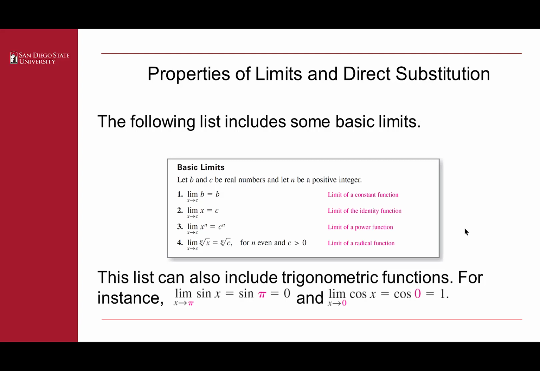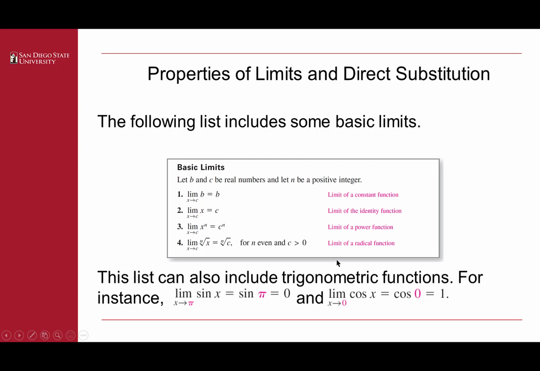Limit of the identity function would be quite different. Limit of x where x approaches c would be c. So this is where we can replace x with c. And we also have another basic limit, the limit of a power function. Limit of x to the nth power where x approaches c would be c to the nth.